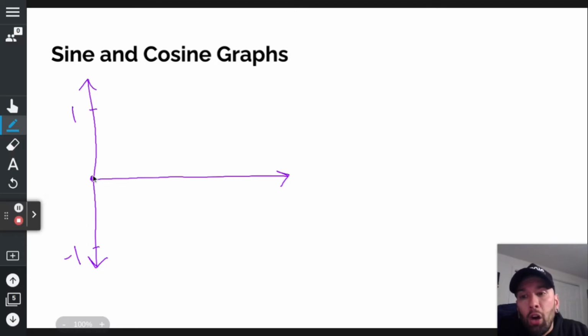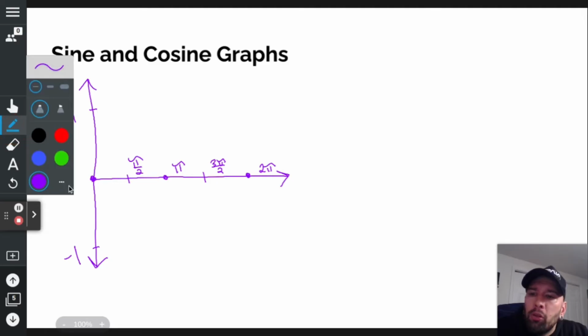So it's going to start down here, it's going to peak out at 1/2 pi, and when it comes back down here, it bottoms out at 3 pi over 2, and then comes back up and hits the x-axis again at 2 pi.